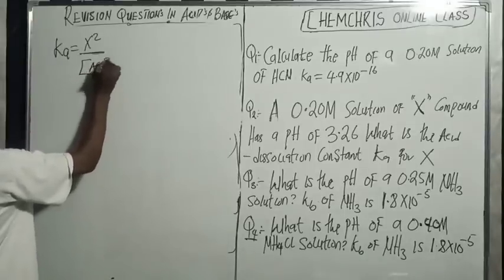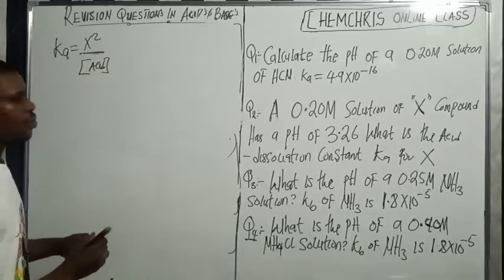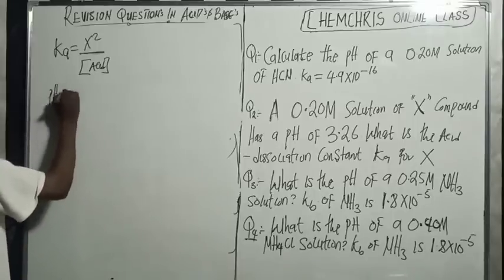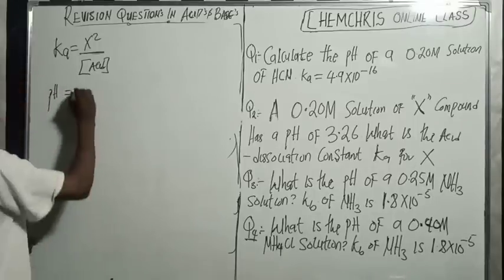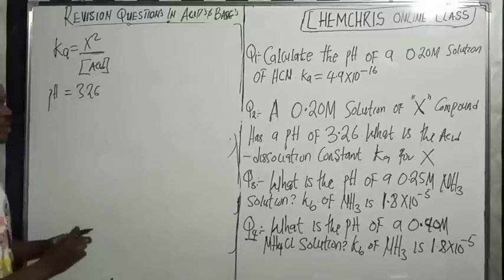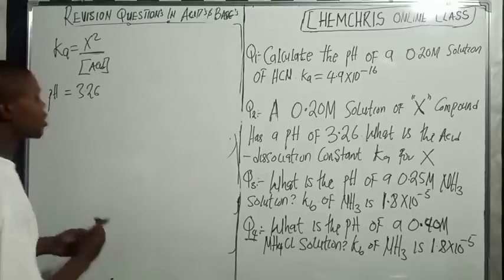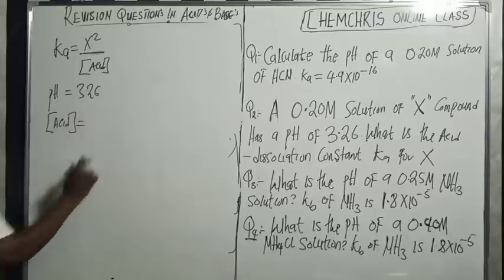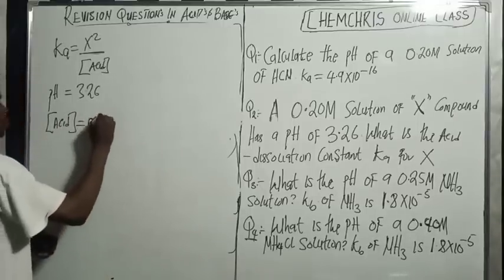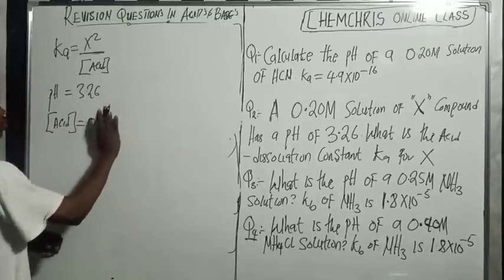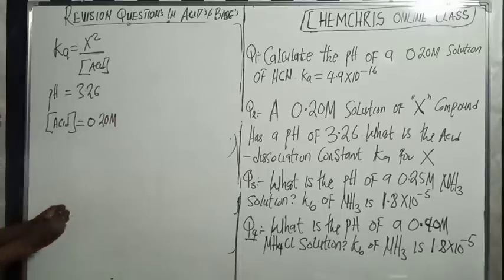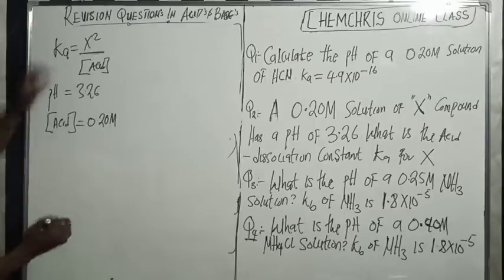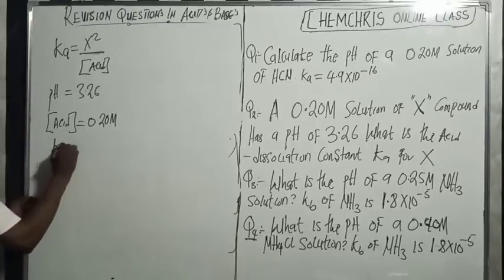Now they are asking for Ka. The pH was given to me to be 3.26, right? And the concentration of the acid is 0.20 molarity. For us to calculate the Ka of the acid, I need to look for my X.